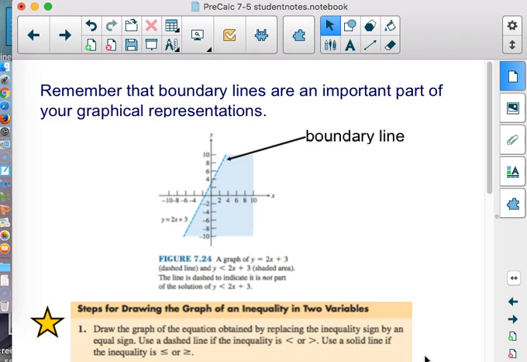Don't use these. This is dashed. If they are going to use them, then we'll go ahead and make it a solid line, because solid means it's a part of our graph and it's a part of our answer. So this one says you'd graph y equals 2x plus 3 as the dashed line, and then y is less than 2x plus 3 would be the shaded area. But that line is dashed to indicate that there are no answers on that line. That is just a boundary. That's all it's there for.